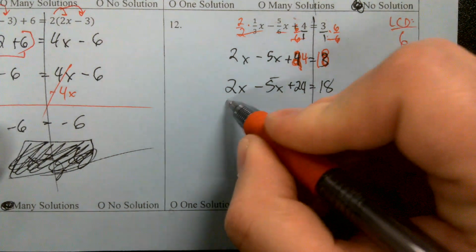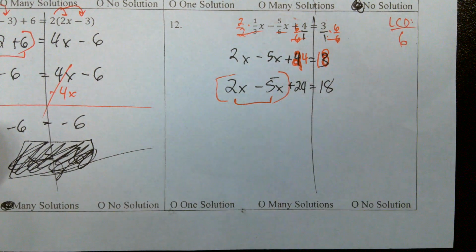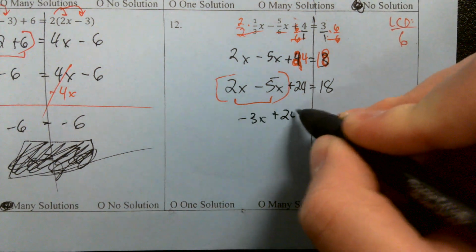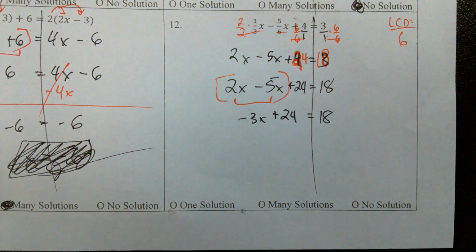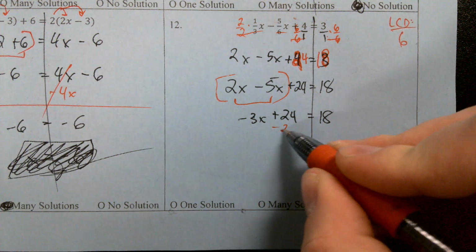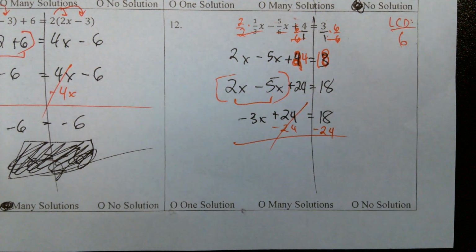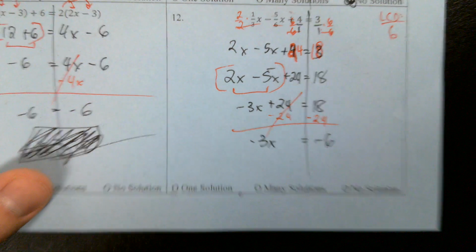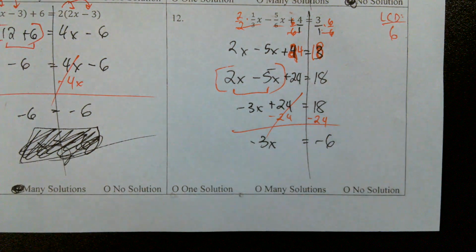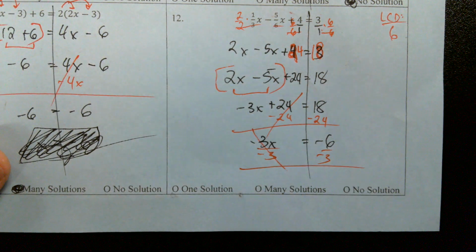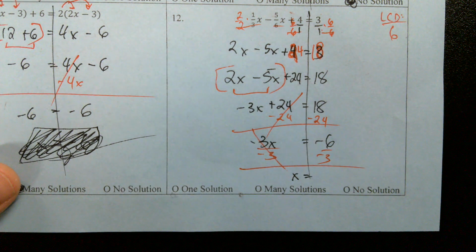All right, I'm going to combine my terms. 2x minus 5x. What does that give me? Negative 3x plus 24 equals 18. I don't have a variable term to bring to the left. I'm going to take this constant and bring it to the right. Minus 24 minus 24. Negative 3x equals, what's 18 minus 24? Negative 6. What do I do last? Divide by what? Negative 3. Perfect. And we're left with x equals 2.